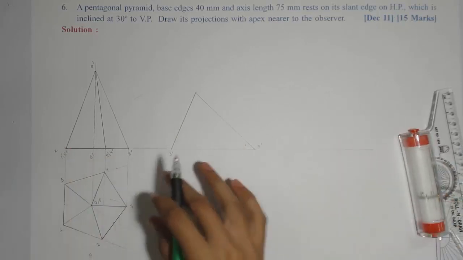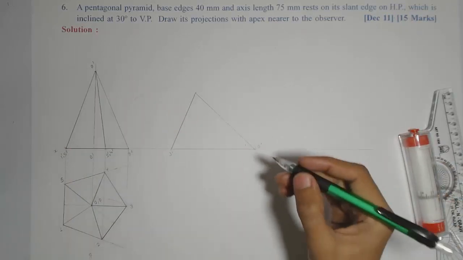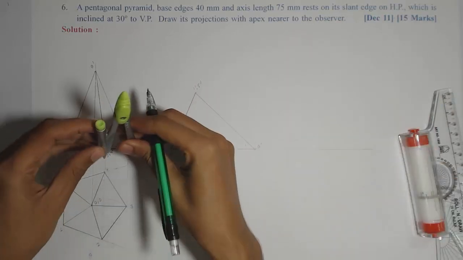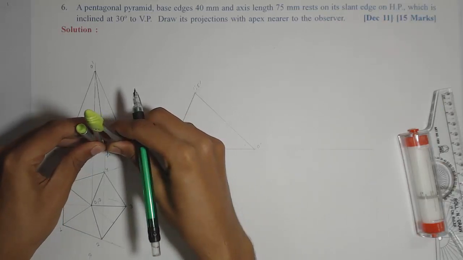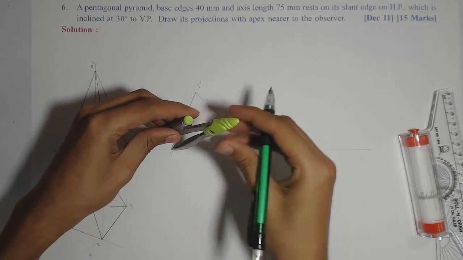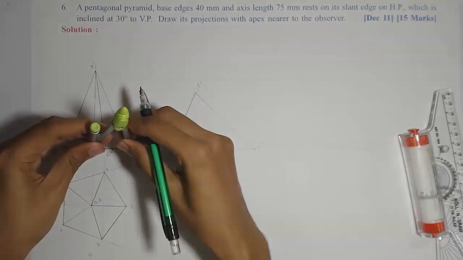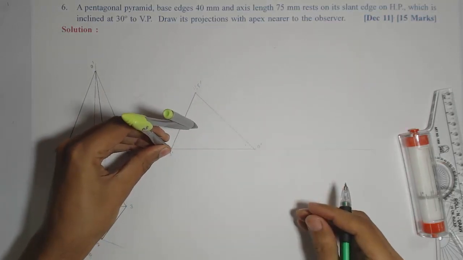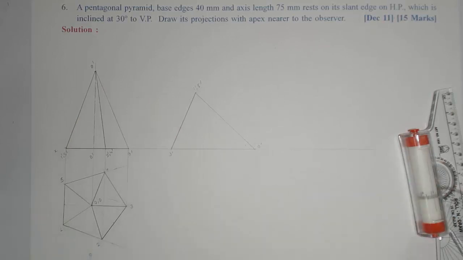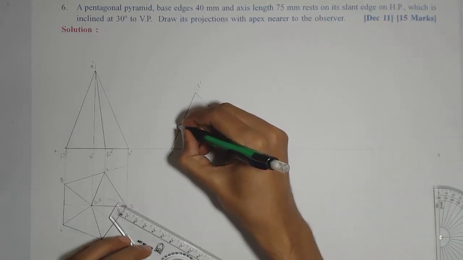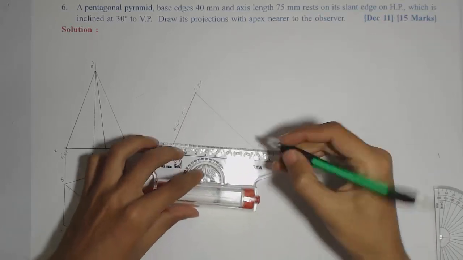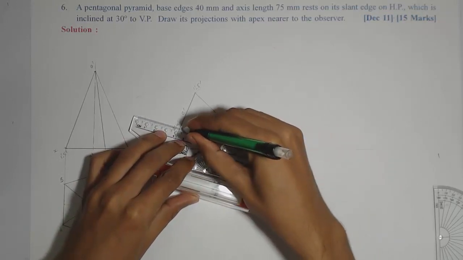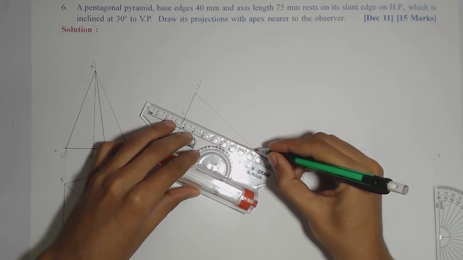Now we have tilted the solid such that it rests on one of its slant edges on the HP. So this point is nothing but 1 dash 5 dash. Now we'll mark the remaining points to complete the front view. So from 3 dash, I'll take 2 dash 4 dash, and then again O dash. Obviously 2 dash 4 dash is a dark line, and then the axis, long dash short dash.